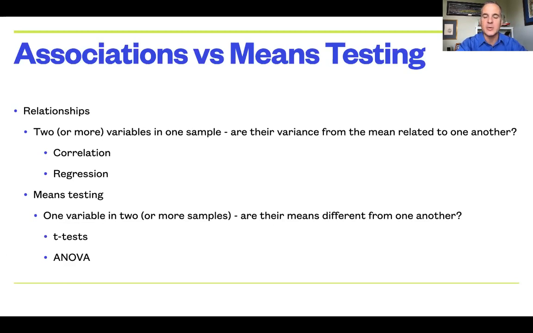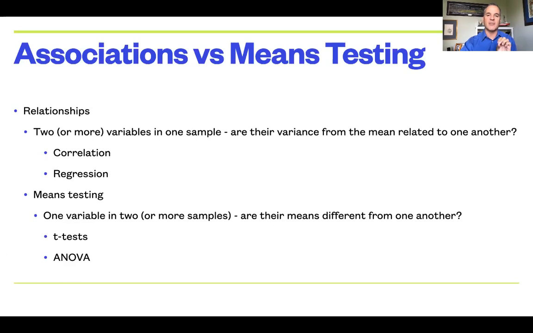So it's a little bit different approach. What we want to see is whether the means of this one variable are different across these different samples or groups. So t-tests and ANOVA are the classic ways of doing this. There are others as well, but that's really what we're doing here. So the first thing is to understand these two different approaches towards what we're trying to accomplish. But today we're talking about this means testing.